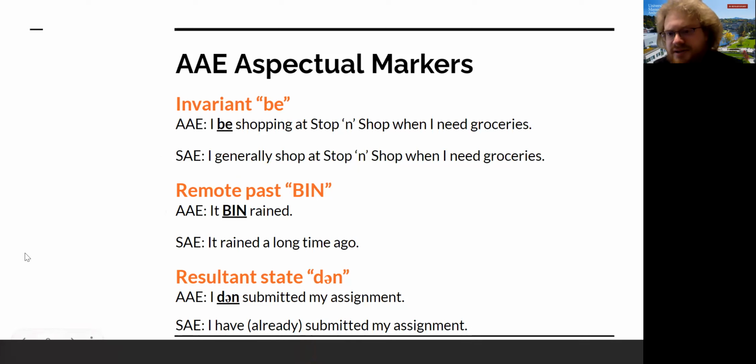Well, the three that I chose to study, and these are three really common ones, are invariant be. I be shopping at Stop and Shop when I need groceries. Contrast that with SAE: I generally shop at Stop and Shop when I need groceries. These two sentences mean pretty much the same thing. Remote past been is another one. Been is usually stressed or phonologically emphasized in some way. It been rained. It rained a long time ago.